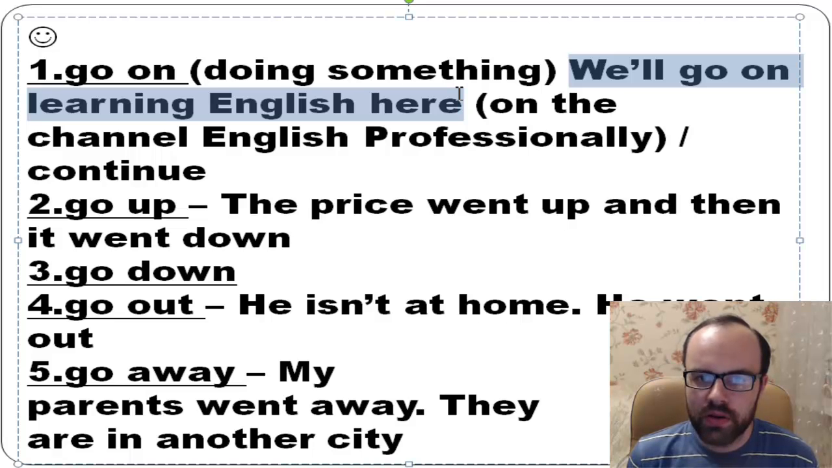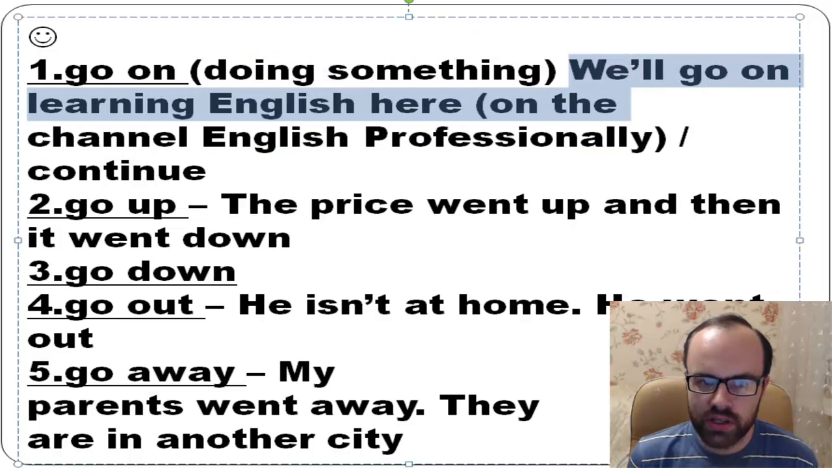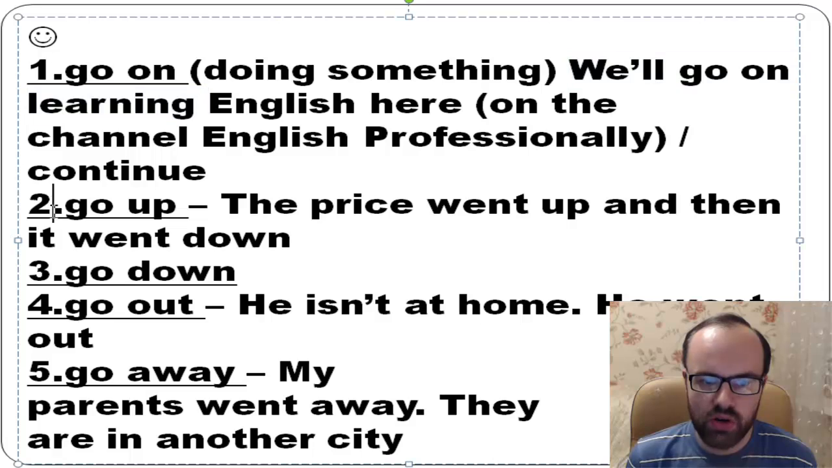There is one very important thing. Don't forget to use ing after the verb. I don't know why, but many students say we'll go on learn English, but it's incorrect. So please add this thing, ing: we'll go on learning English here on the channel English Professionally. Next, go up. The price went up and then it went down.